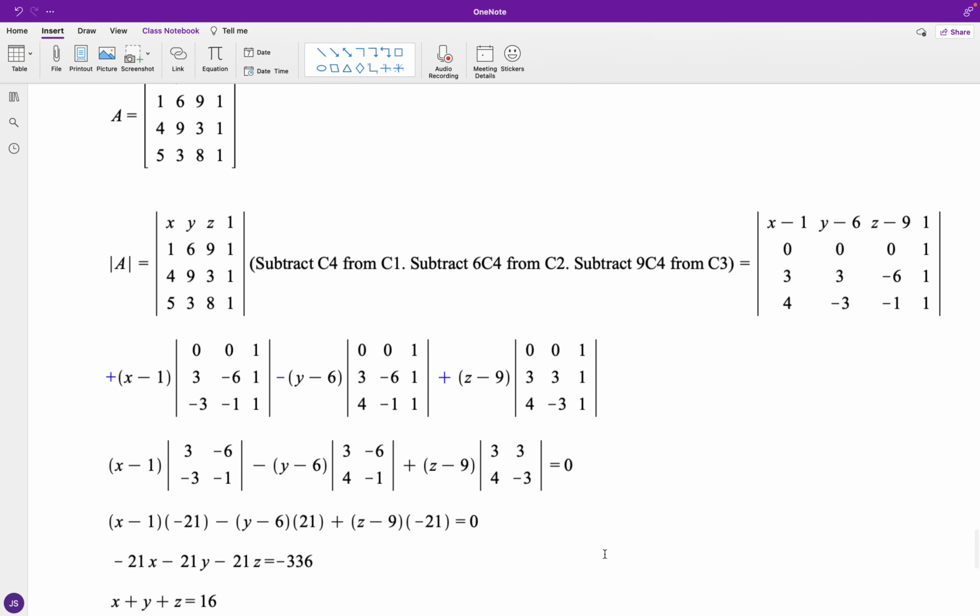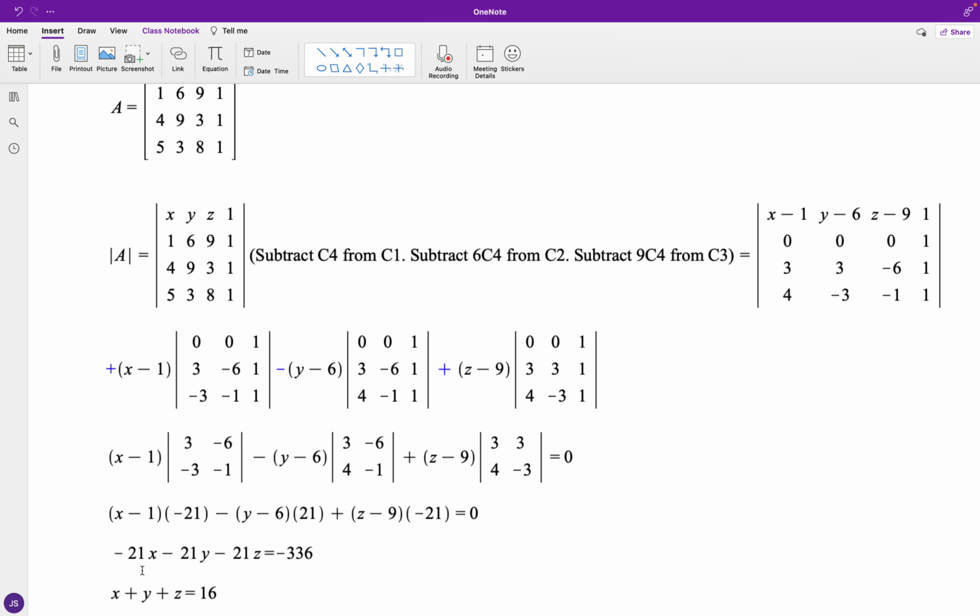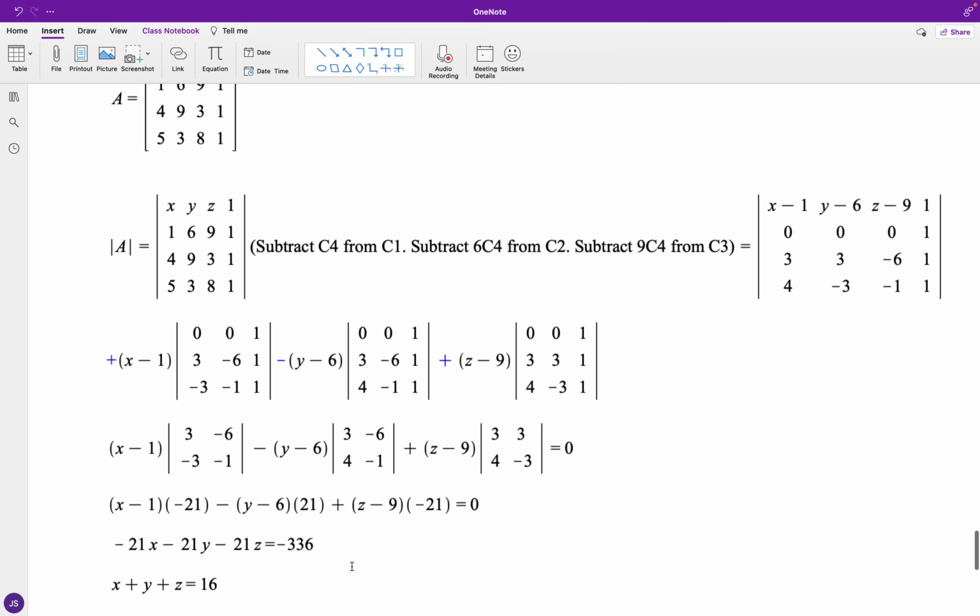For the follow-through, upon distributing, we have negative 21x, minus 21y, minus 21z, and the product among the constants moved to the other side gives a combined total of negative 336. Then with division by negative 21, in simplified form, the equation of the plane will be x plus y plus z is equal to 16.